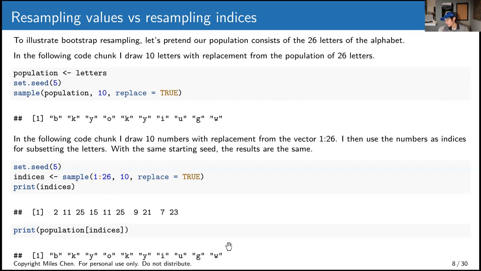So this is the primary way boot works. And this gives it the flexibility that you can give it matrices, data frames, any kind of data, and it doesn't have to worry about how resampling a matrix or a data frame is supposed to work. It just says the index is going to correspond to the row, and we're going to resample the rows accordingly.